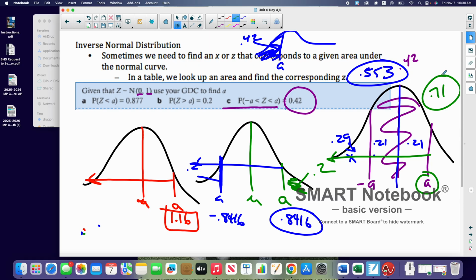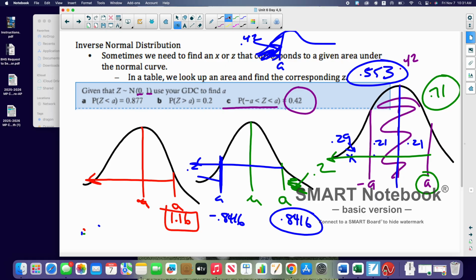When you look at this problem, some of us look at it differently. It's fine. Some of us may have looked at this problem and gone, well, if there's 42 in the middle, then 1 minus 42 is 58, then I'm splitting on the outside. I could go 58 divided by 2 and get 29 that way. That's fine also, all right? So there's a lot of different ways that we could look at this. Everybody okay so far?